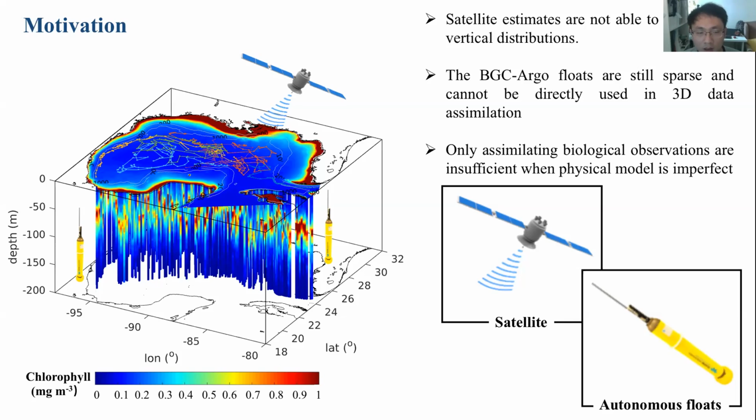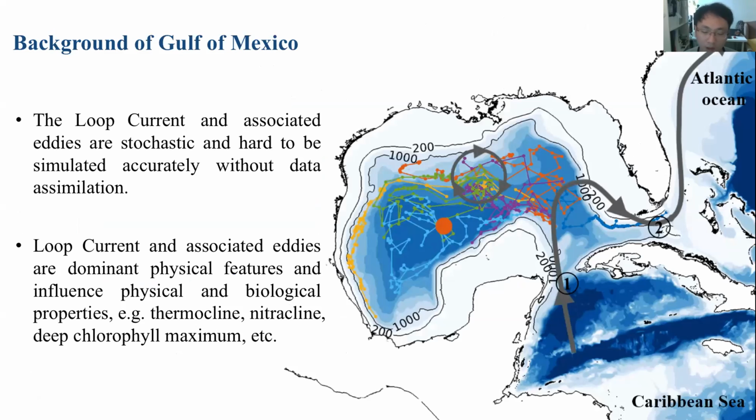In addition, the biological tracers can be transported and diffused by the 3D circulations, and so only assimilating the satellite surface chlorophyll is not sufficient when the biological model is capable of biasing the physical model. So assimilating the physical observations into the coupled physical and biological model has been explored, hoping that the improved physical circulations can result in a better simulation of the biological model. So that's the motivation of this study.